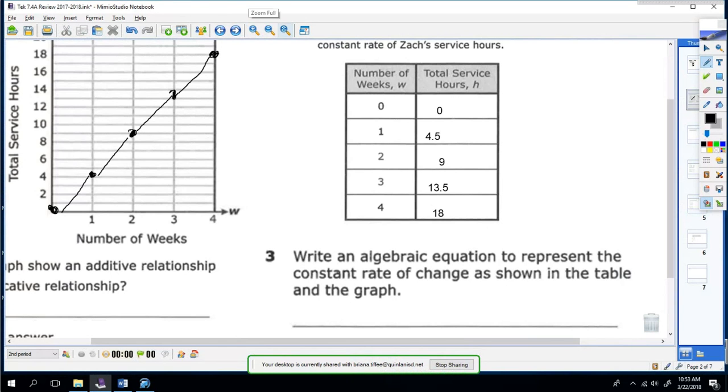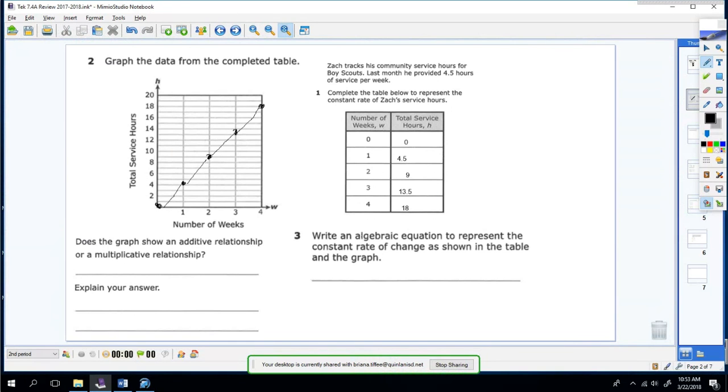So that's our graph. So it says, does the graph show an additive relationship or multiplicative? A lot of people will think it's additive because it's increasing by 4.5 every time. But you're not taking the week 1 and adding 4.5. You're taking week 1 and multiplying it by 4.5. So it's multiplicative.